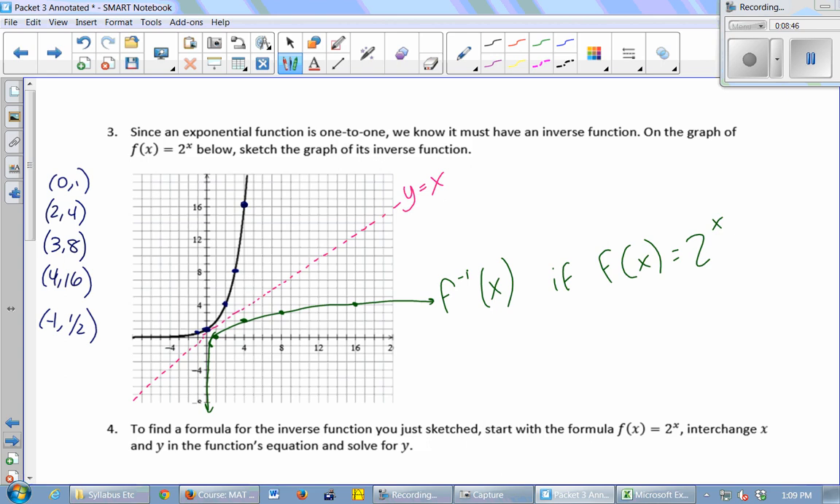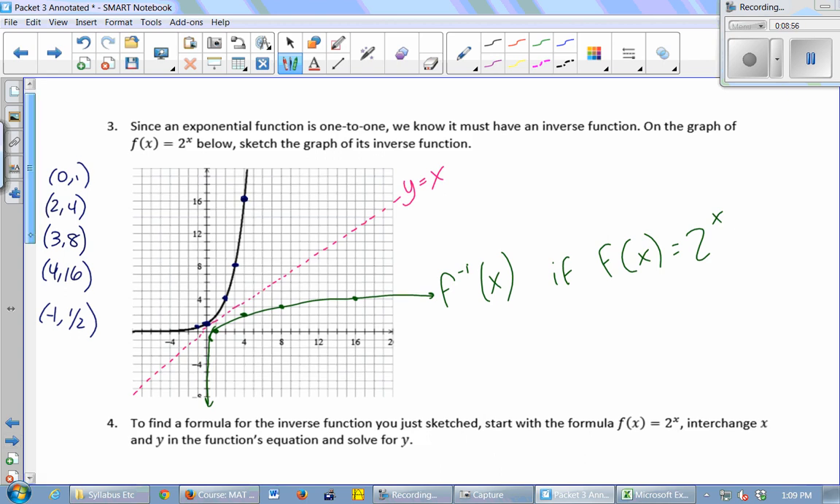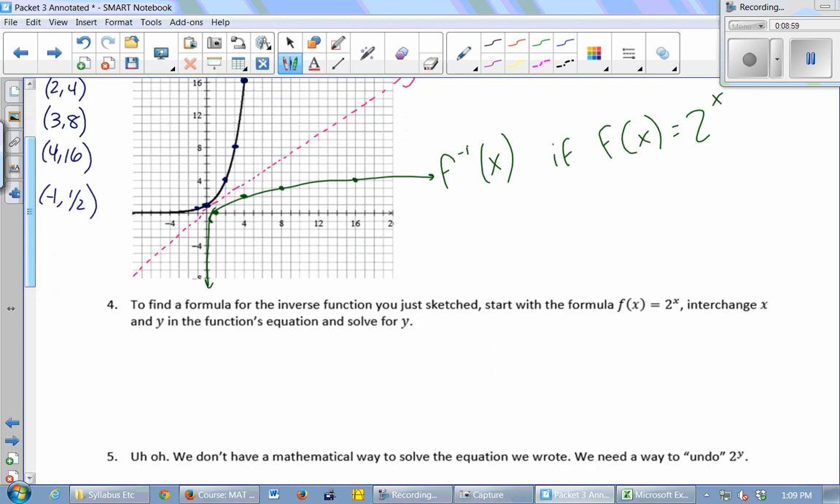The question is, what about its formula, right? Can we come up with a formula for that green function, the inverse of 2 to the x? So to find the inverse, we start with 2 to the x, we interchange the x and the y, and we solve for y. So we start with f of x equals 2 to the x. We replace the f of x with a y. We swap the x's and the y's. Every y becomes an x, every x becomes a y. So I now have x equals 2 to the y. That's what we did earlier. And now I have to solve for y.